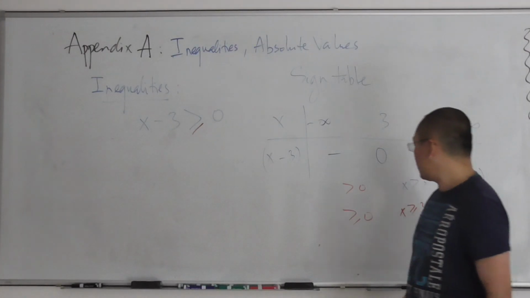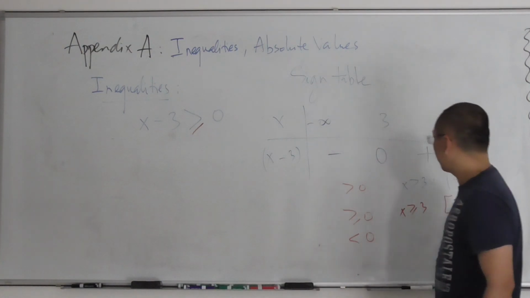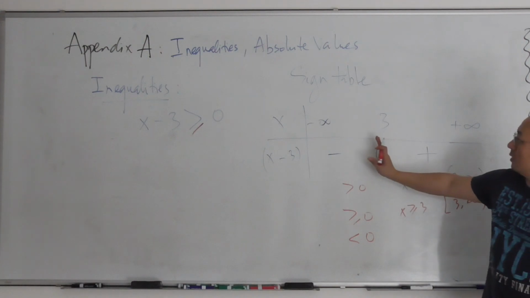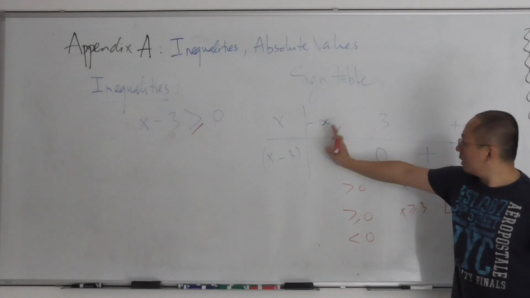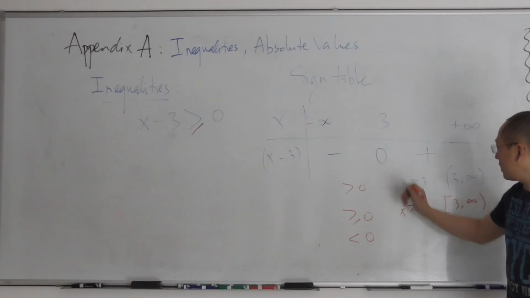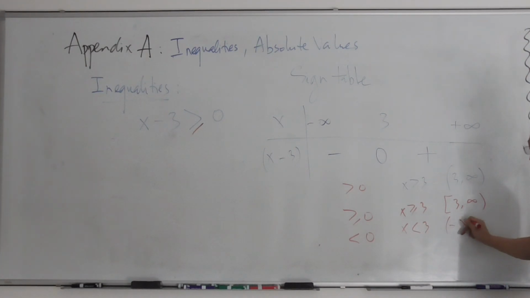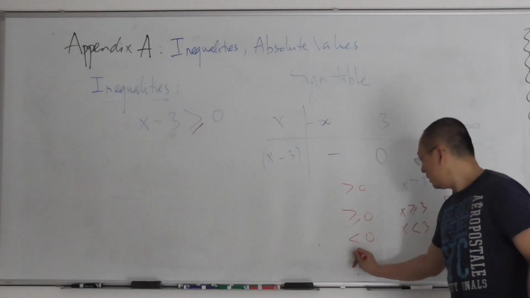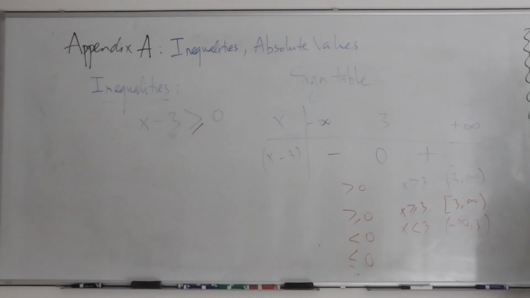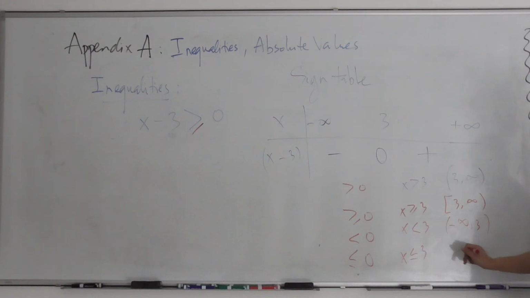What if my question is x minus 3 to be less than 0? If the question is about less than 0, now you don't look at the positive sign anymore. You look at the negative sign, strictly less than 0. So we don't count 3 in here. We don't count 0 in here. So x is going to be less than 3. Of course, the answer is going to be negative infinity all the way to 3. And similarly, for less than or equal to 0, the answer will be x less than or equal to 3, which is negative infinity all the way to 3. But this time I use a square bracket.